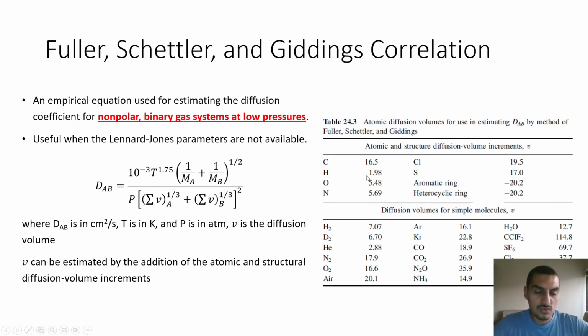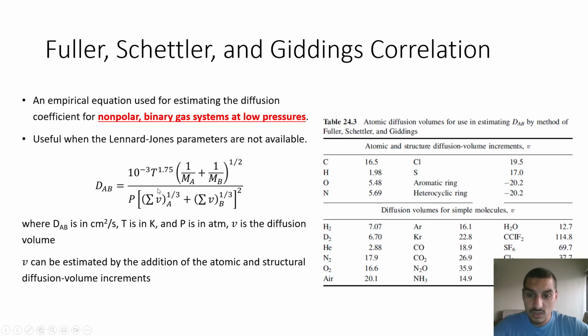The same can be done for anything else. If you have a straight chain, it's going to be okay. But if you have a cyclic chain, or a cyclic structure, like a benzene ring or anything else, you have to reduce because the cyclic structure will have lower volume than the straight chain structure. So that's why you have to deduct this negative 20.2 for aromatic ring or heterocyclic ring. So this is how we can calculate the atomic volume.